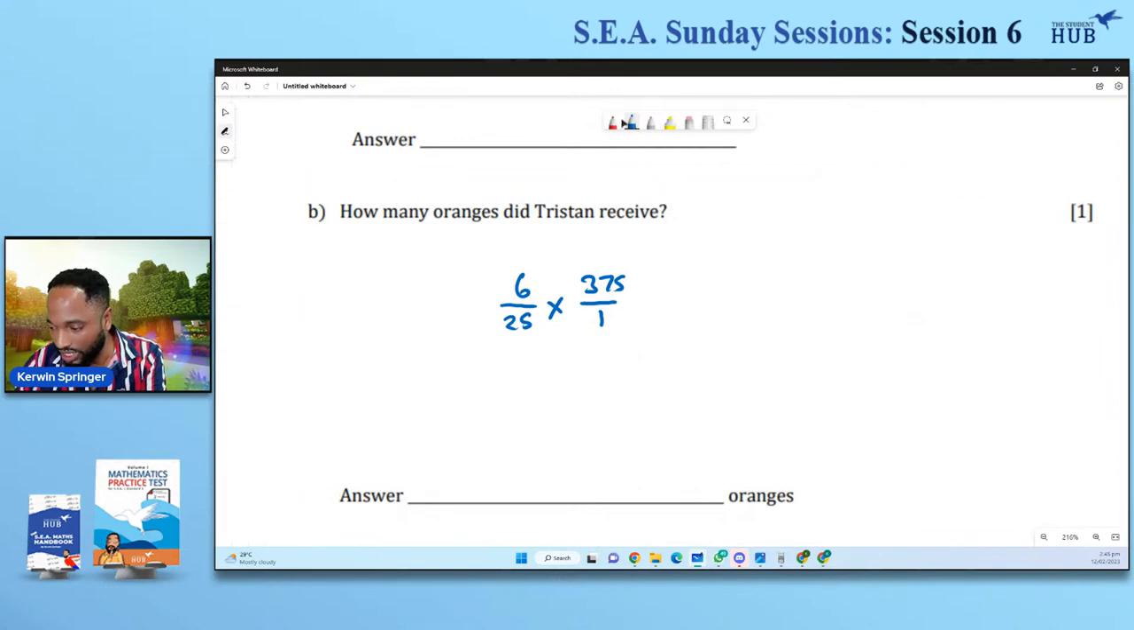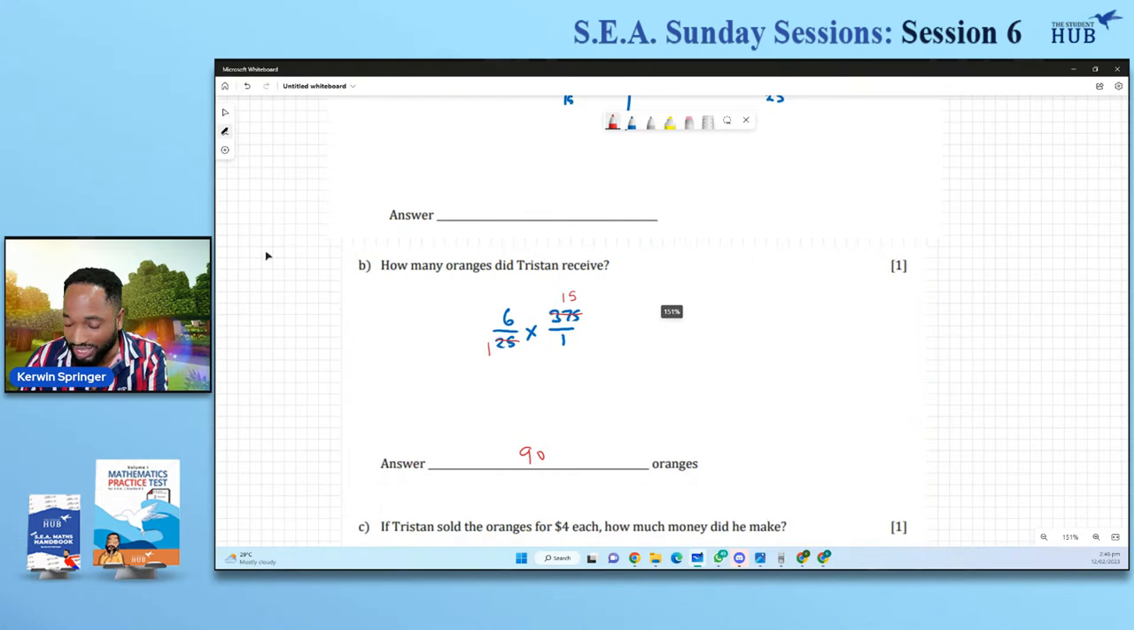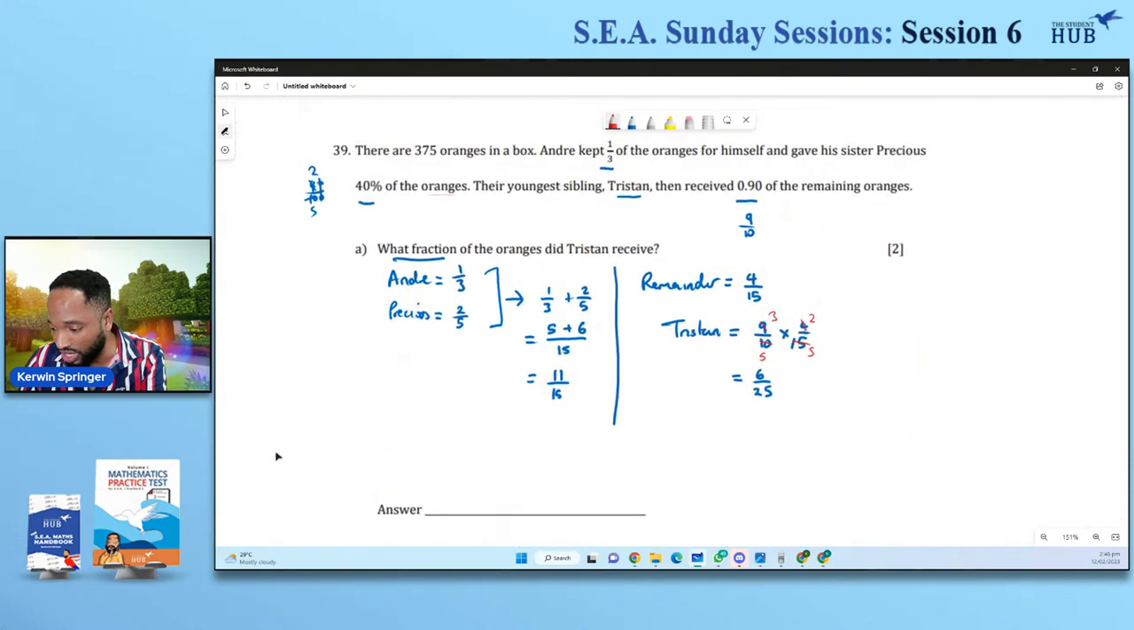So I am seeing that 25 can go into 300, 12 times. And plus the additional 3 is 15 times. And now I just want 6 by 15, which is 90 oranges. There's a lot of oranges, Tristan. What are you going to do with that?